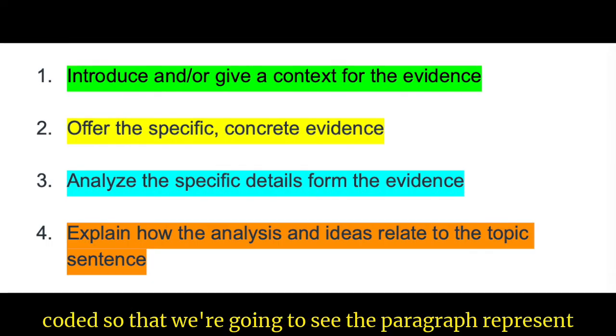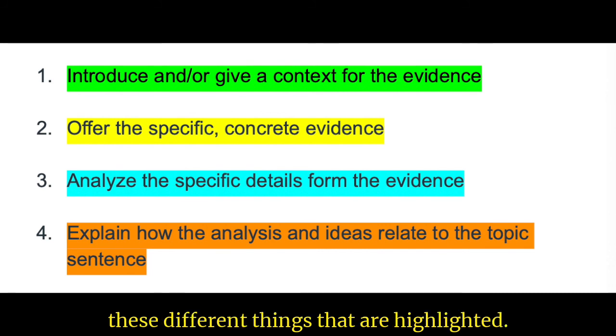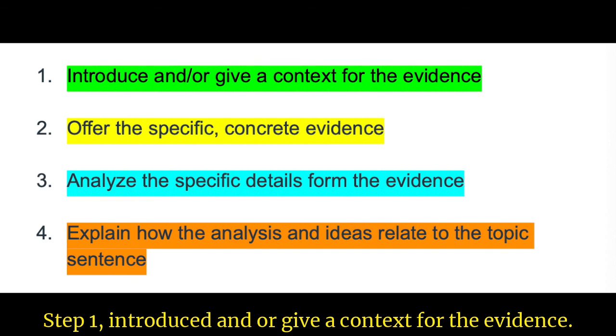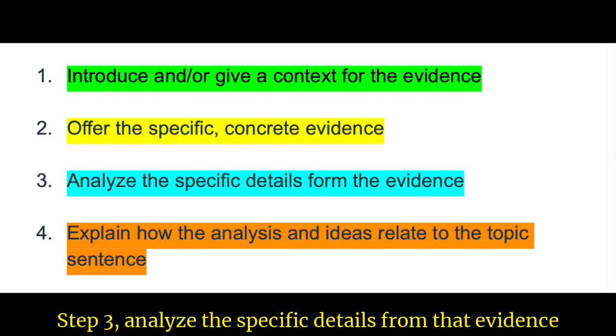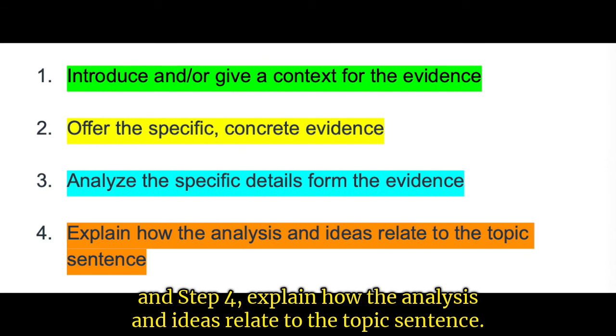They're color-coded so that we're going to see the paragraph represent these different things that are highlighted. Step 1, introduce and/or give a context for the evidence. Step 2, offer the specific concrete evidence. Step 3, analyze the specific details from that evidence. And step 4, explain how the analysis and ideas relate to the topic sentence.